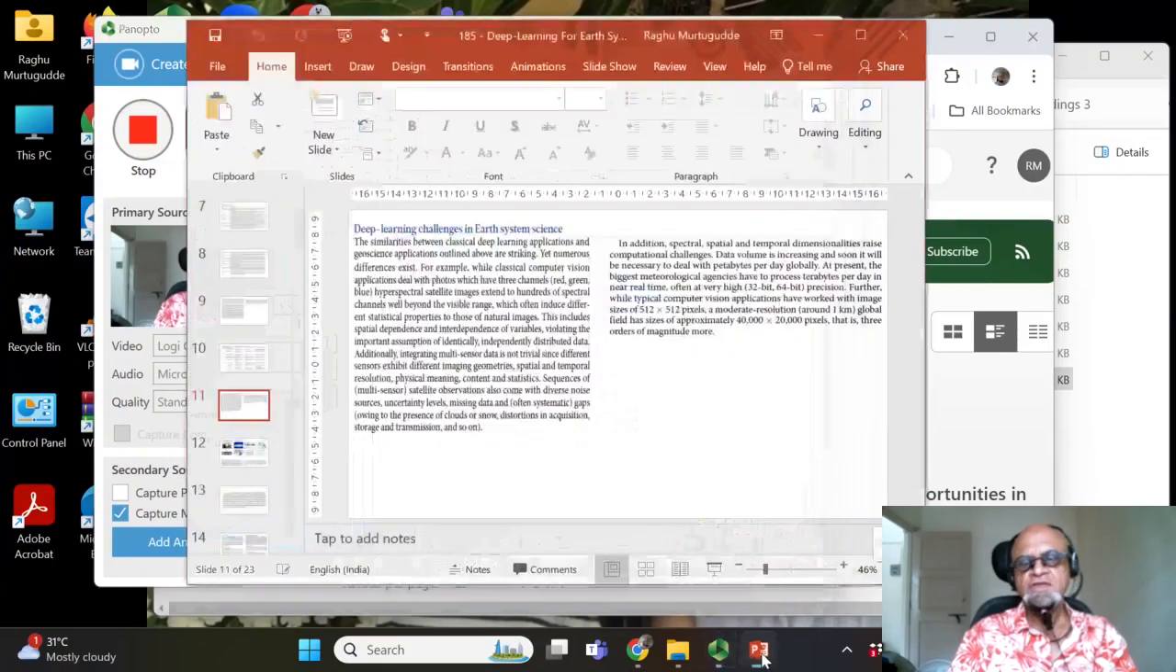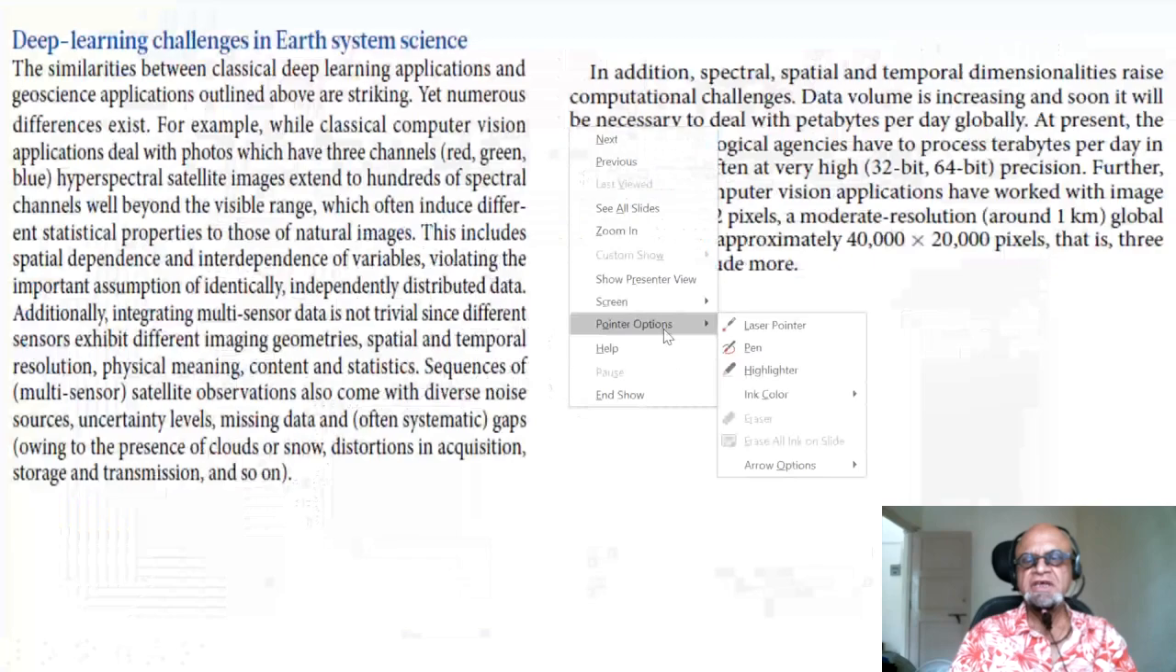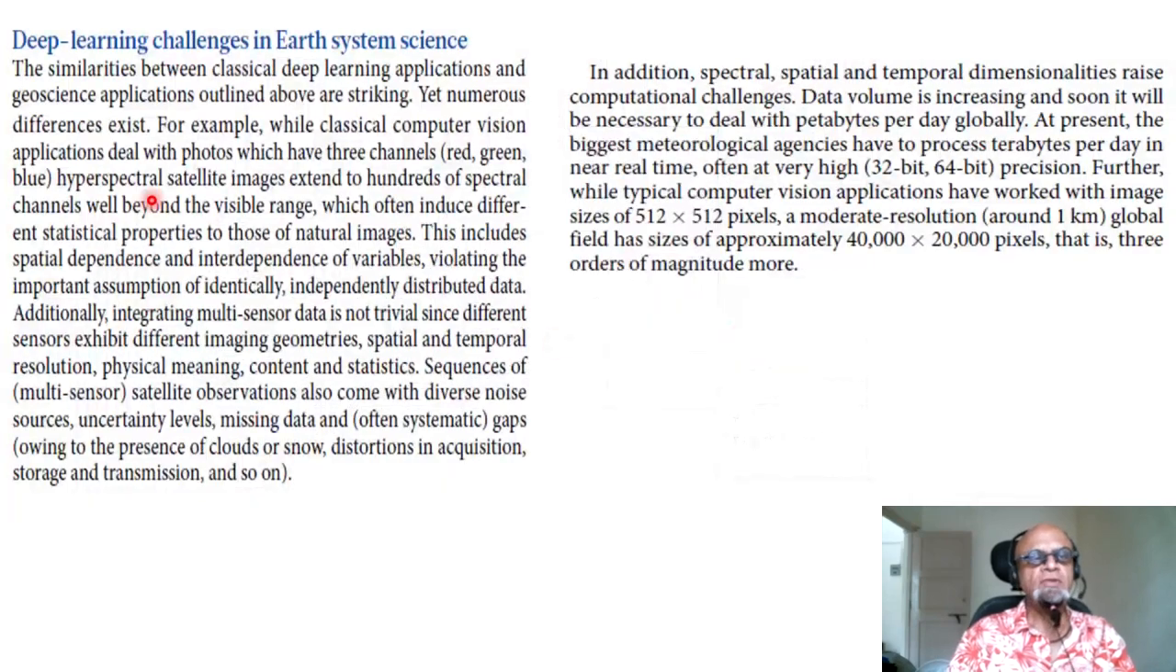Let's move forward with this nice paper on deep learning for Earth system science. Here we are about deep learning challenges in Earth system science. Again, remember, I'm being very brief. I'm not reading all the text. The similarities between classical deep learning applications and geoscience applications outlined above are striking. So I skipped some of it.